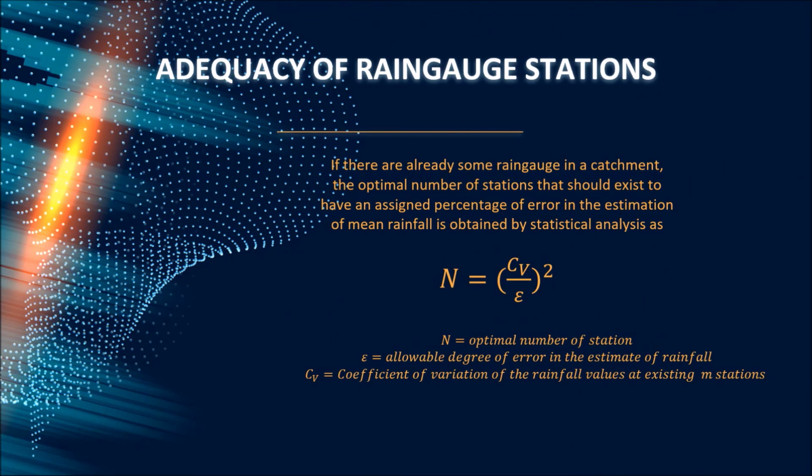Adequacy of a rain gauge station. If there are already some rain gauges in a catchment, the optimal number of stations that should exist to have an assigned percentage of error in the estimation of mean rainfall is obtained by statistical analysis as per the equation. N is the optimal number of stations and E is the allowable degree of error in the estimate of rainfall, while CV is the coefficient of variation of the rainfall values at existing M stations.